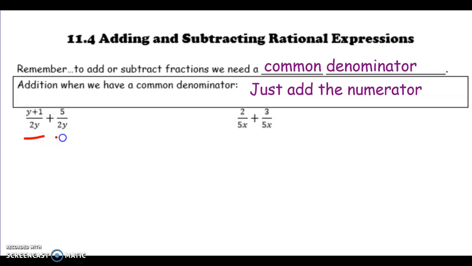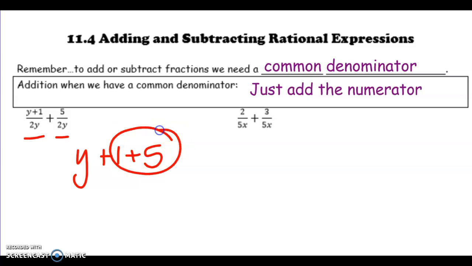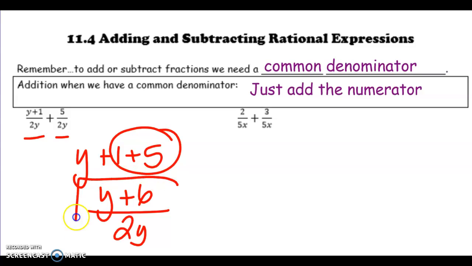So notice how the denominator is already the same. So we just have to do y plus 1 plus 5. Well, when we do that, I can combine my like terms. So I get y plus 6, and then remember my denominator is still 2y. I cannot reduce because there's not a y in everything and there's not a 2 in everything. So that is my final answer.